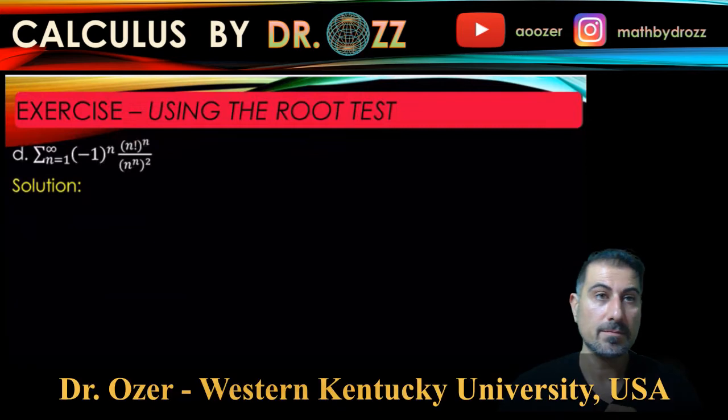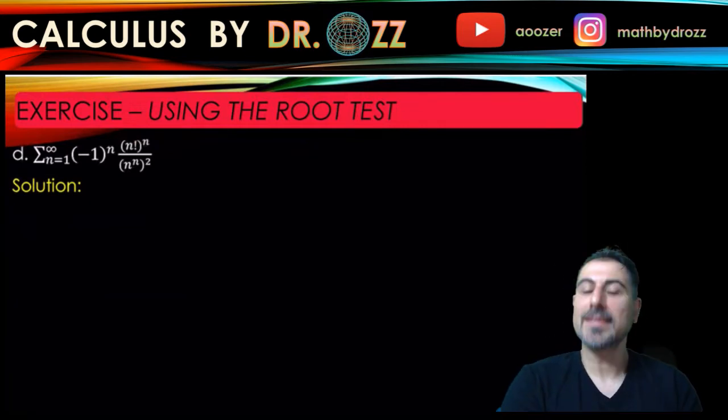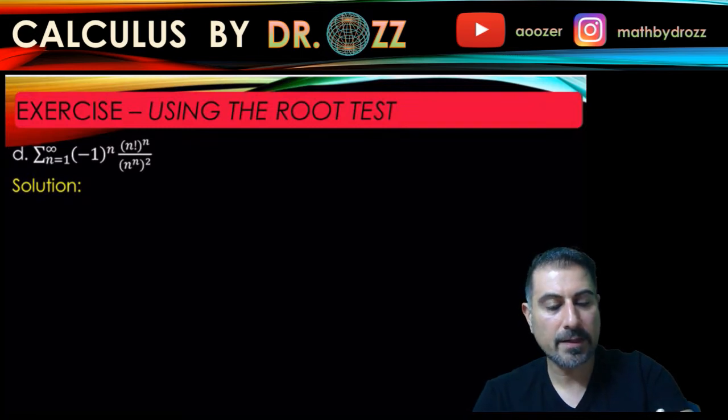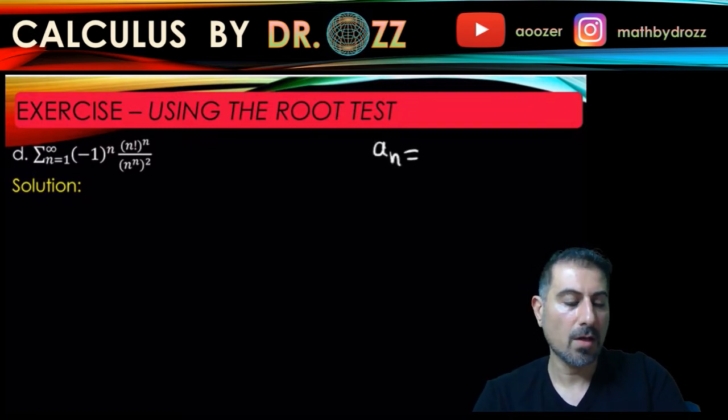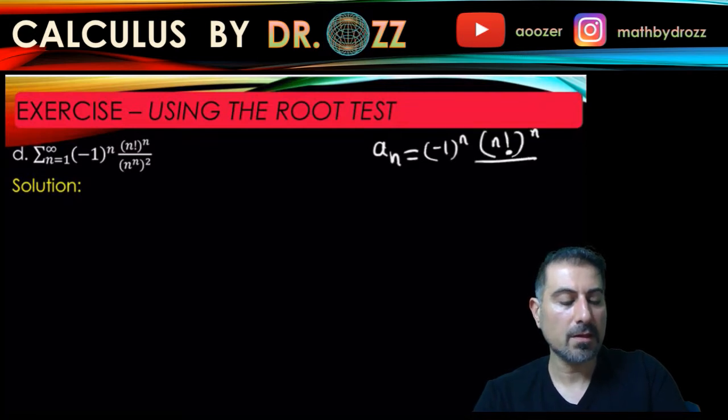And finally, this is going to be a long video, I'm sorry. The last example, let's grab an out of that: (-1)^n times n factorial to the power of n, over n to the n squared.